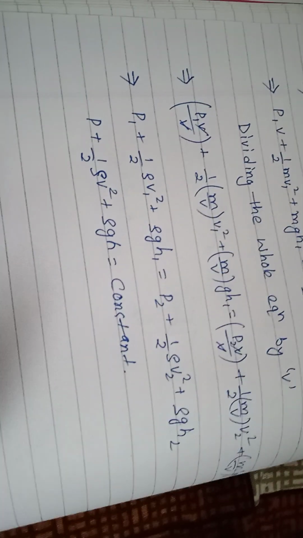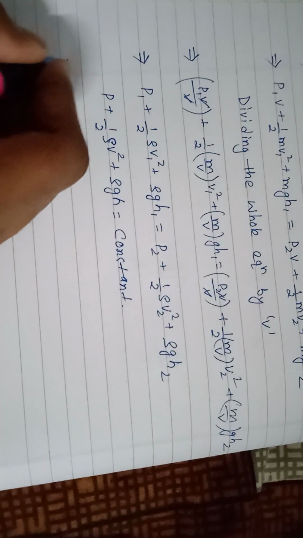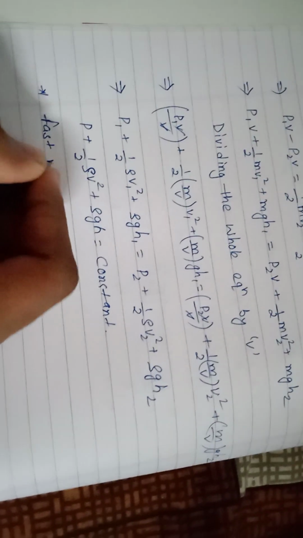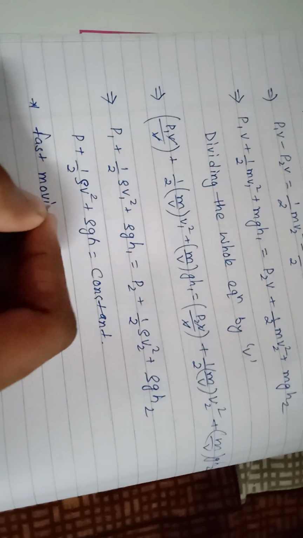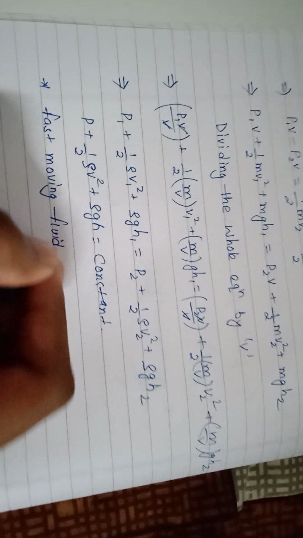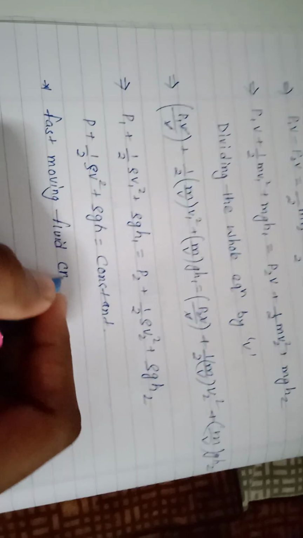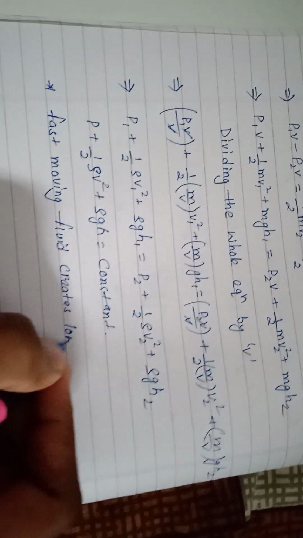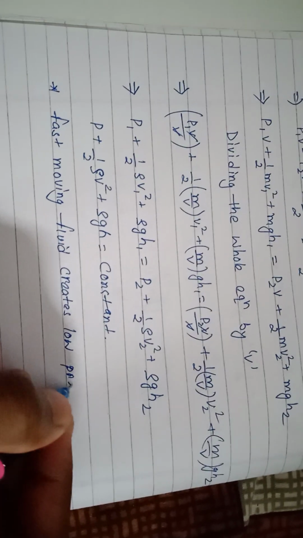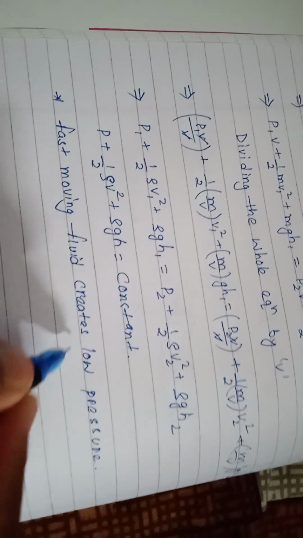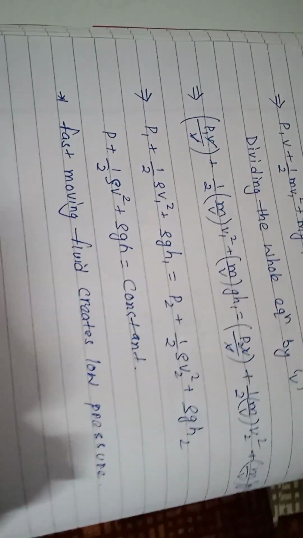From this equation, from Bernoulli's theorem, we also know that fast moving fluid creates low pressure. Write a point that fast moving fluid creates low pressure. Whenever there is a fast moving fluid, it will create a low pressure.